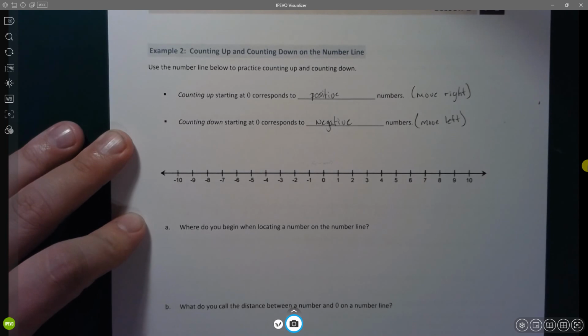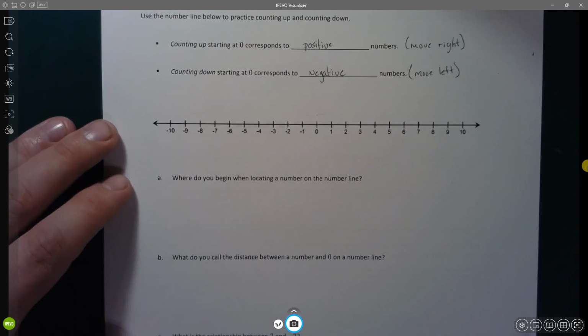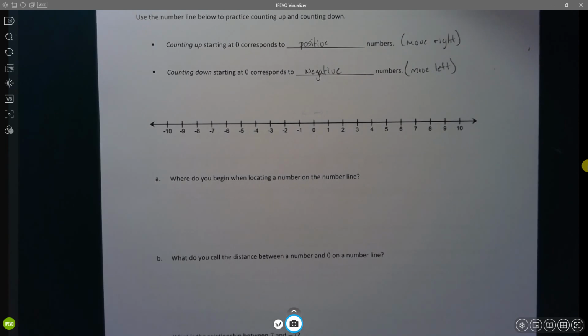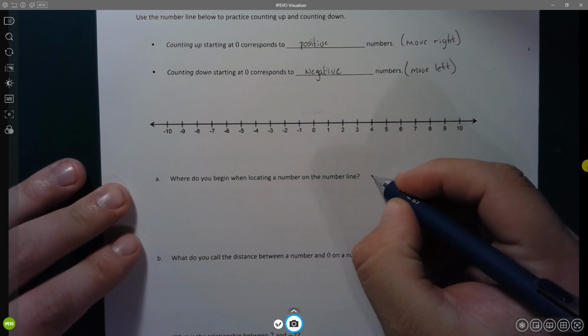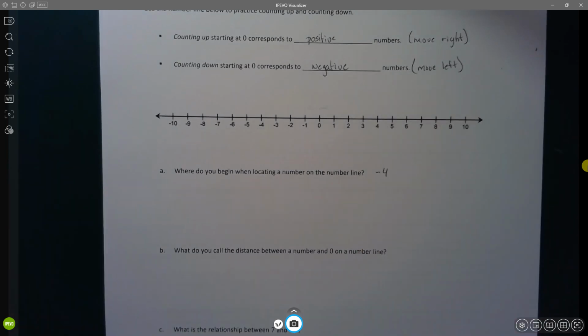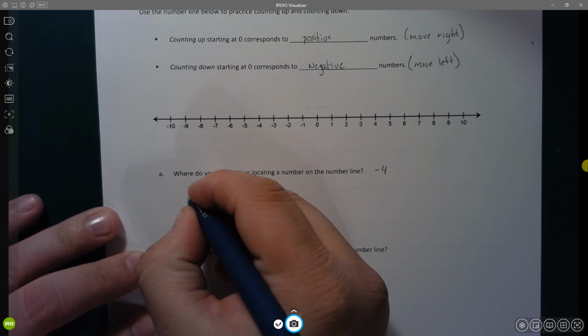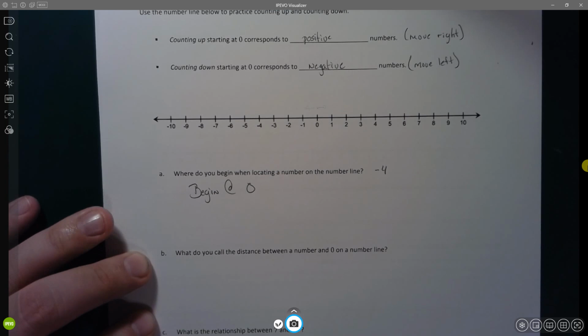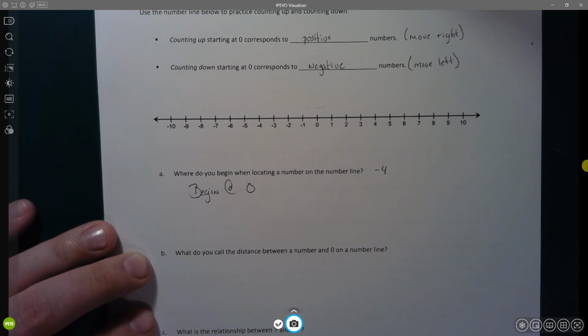Looking at the number line, where do you begin when locating a number on the number line? If I'm trying to get to -4 on the number line, do I just go to -4? No, I don't go to -4 hoping I get there. You always begin at 0. You will always begin at the number 0 when you're trying to identify a number on the number line.